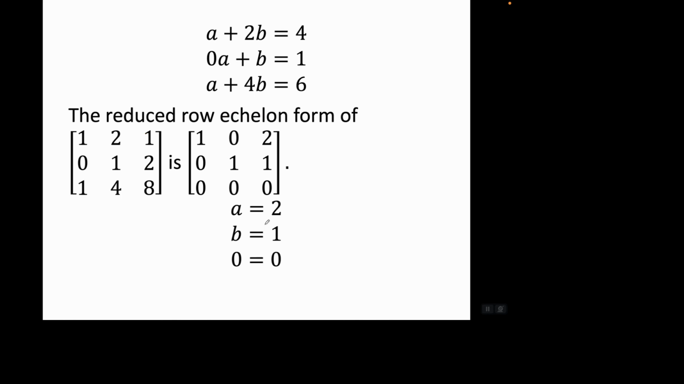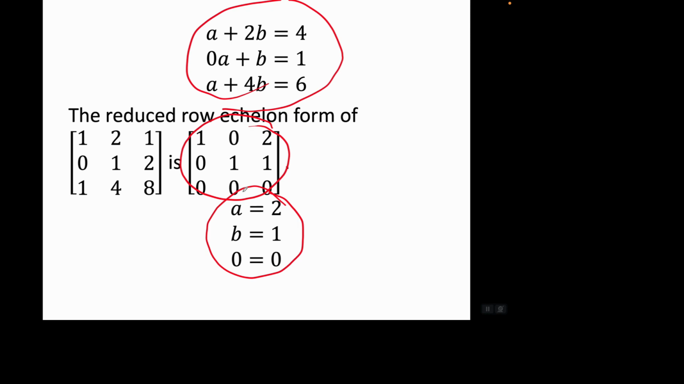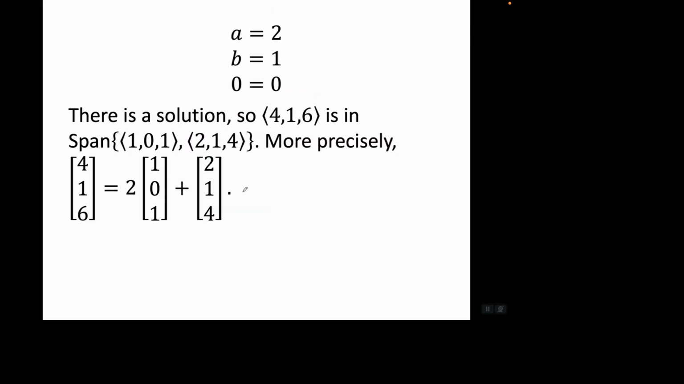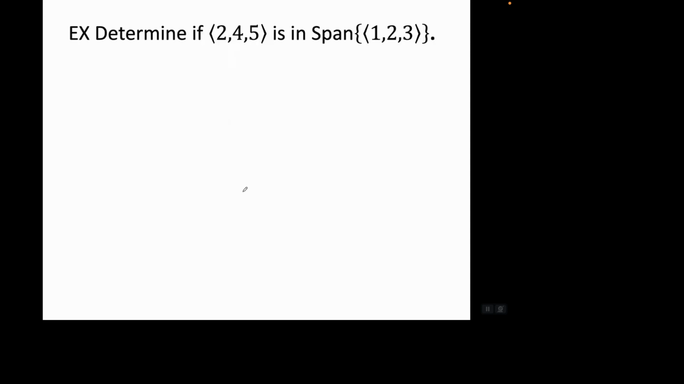Rewrite it like this, and the reduced echelon form of this system of equations is going to look like this. Oh, I like that. a equals 2, b equals 1, 0 equals 0. Hey, there is a solution. So (4,1,6) is in the span of (1,0,1), (2,1,4). More precisely, (4,1,6) equals 2 times (1,0,1) plus 1 times (2,1,4).